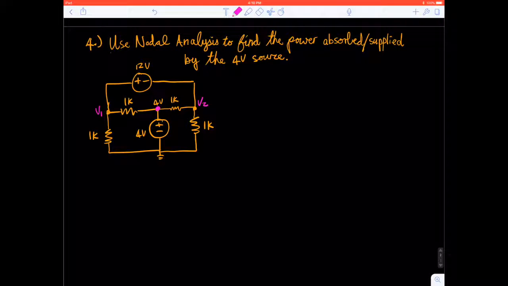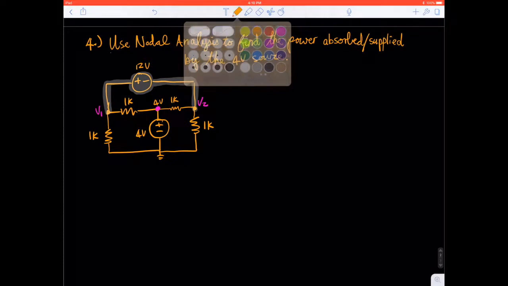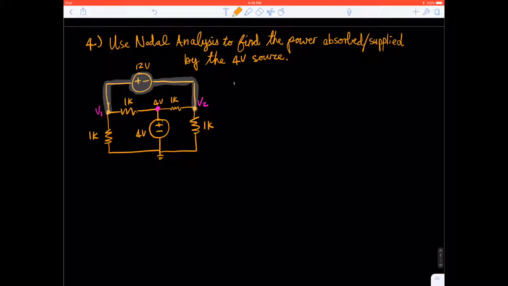Because we have 2 unknowns, we are going to write 2 different equations. The other thing to note that's really important is that you have a supernode here. This guy that I'm highlighting right here is a supernode. What we do with a supernode is write an internal constraint equation for it, and also write an equation that sums all the currents going in and out of the supernode. If we do that, you'll quickly see that V1 minus V2 is equal to 12 volts.